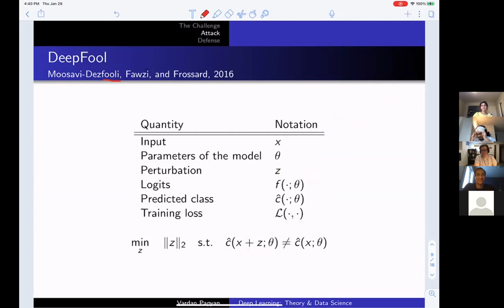What a coincidence. So this algorithm is trying to tackle this problem that we've seen previously, right? It's the first formulation of an adversarial example. And notice we're trying to minimize here the L2 norm of the perturbation, such that after adding this perturbation, the predicted class would be different than the currently predicted class.